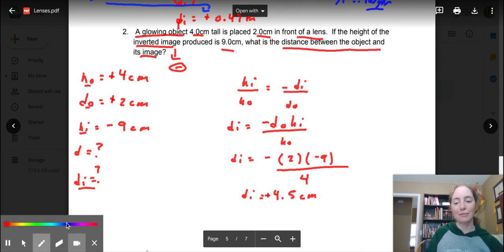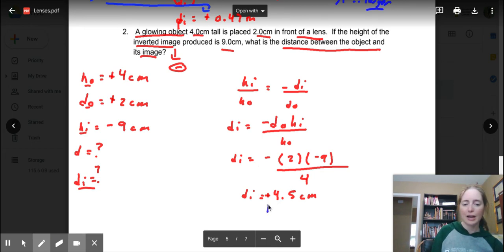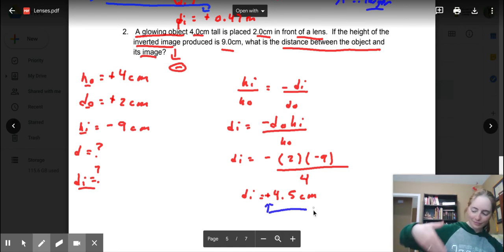Now, ladies and gentlemen, let's think back to our lovely table. A positive value here is going to mean positive for real.